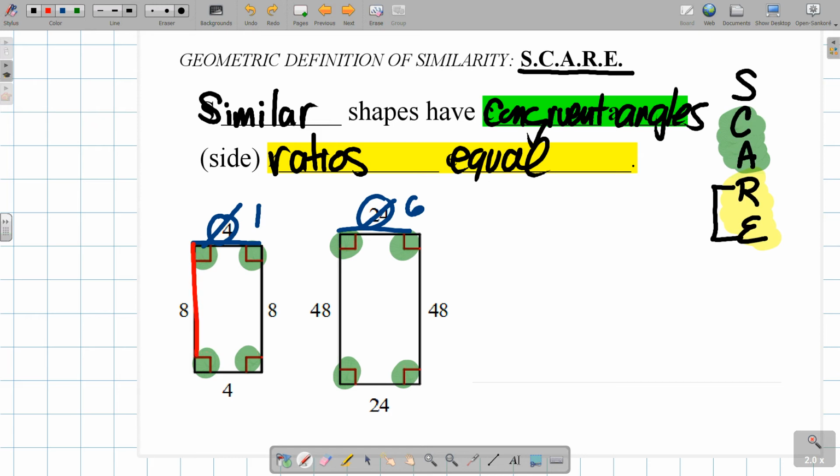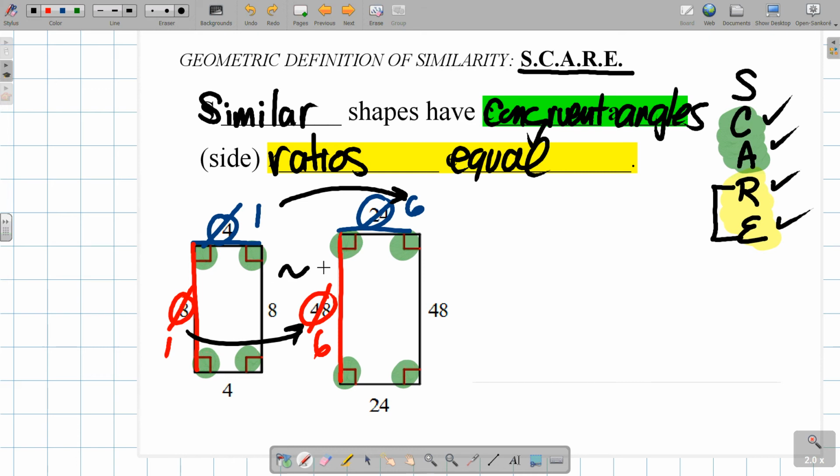Now trace long side to long side. Reduce. Notice the side ratios are equal. 1 to 6, 1 to 6. Therefore, we would say these shapes, because they have congruent angles, ratios equal, are similar.